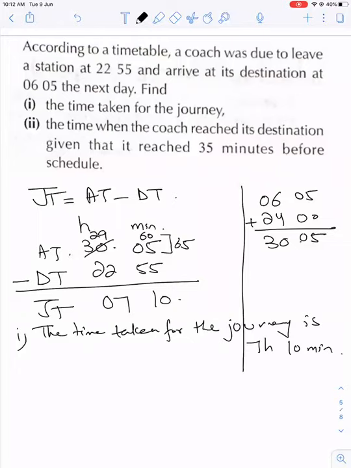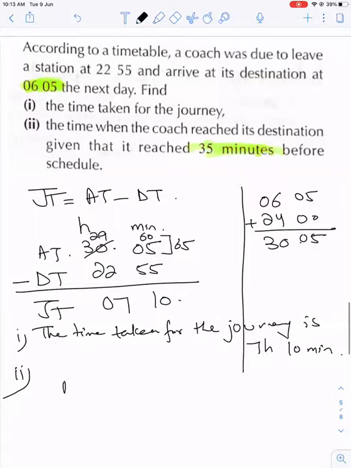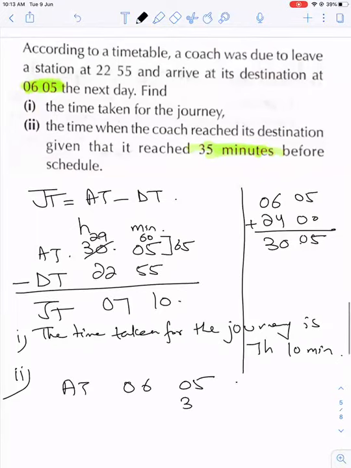Okay, then we move on to the second part of the question. They say find the time when the coach reached its destination, given that it reached 35 minutes before schedule. Now the train, if you notice, was scheduled to arrive at its destination at 6:05 the next day. It arrived 35 minutes earlier. So we need to subtract 35 minutes from the scheduled arrival time. Okay, so we'll subtract 35 minutes from 6 hours 5 minutes.